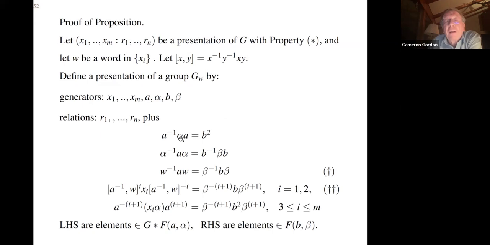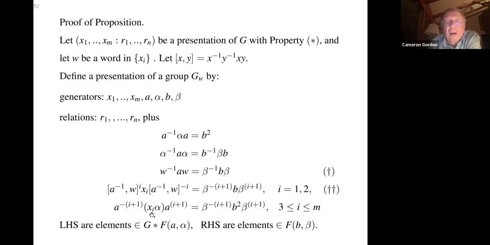You see, I can use the first relation to express alpha as a word in A and B. So in all the subsequent relations, if alpha appears, I just replace it by that word in A and B and delete this relation. Similarly, this second relation, I can express beta as a word in A and B because I've already expressed alpha as a word in A and B. And so then I can replace beta by that word in A and B and remove this relation.